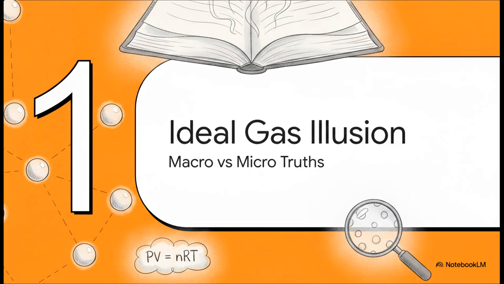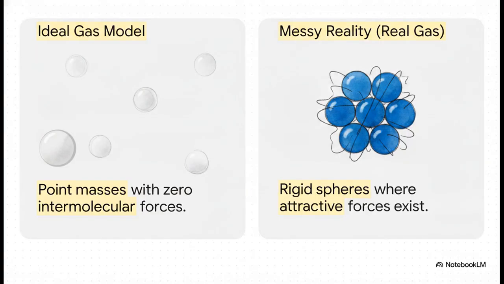All right, part 1, the ideal gas illusion, macroscopic models versus microscopic truths. For years, we've all kind of lived under this comforting illusion of the ideal gas law, PV equals nRT. To make that math nice and simple, physicists basically pretended that gases were made up of these tiny point masses that take up literally zero space. And on top of that, they assumed there were absolutely zero attractive forces between them. But out here in our messy reality, a real gas is made of molecules that behave more like tiny, rigid spheres. They definitely take up physical space, and they actually pull on each other. So molecular volume and attractive forces, those are the two villains that completely break our ideal model.